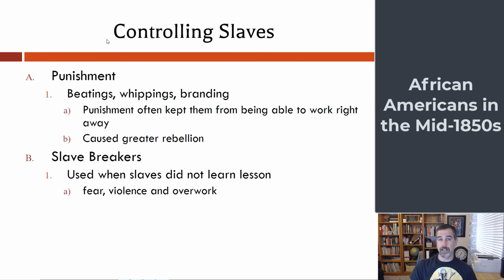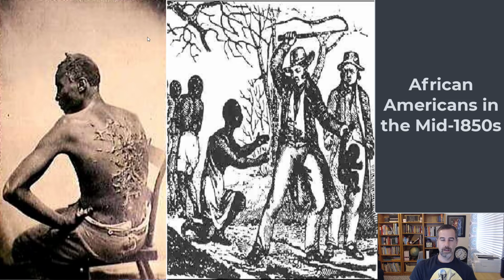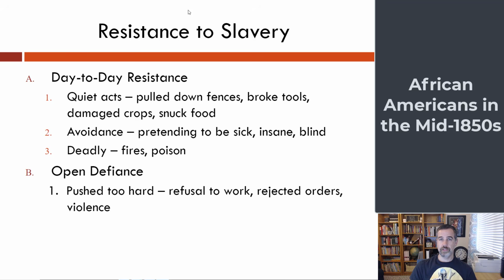And another way that they controlled slaves was making it illegal across the southern states to teach slaves to read and write. The less that the slaves knew about the world around them, the more control white Southerners had over them. So here are some examples. Here's a photograph, and you can see all the scars on the back of the slave from being whipped. And then a drawing here of a man beating a slave and taking the child away. And that happened often.